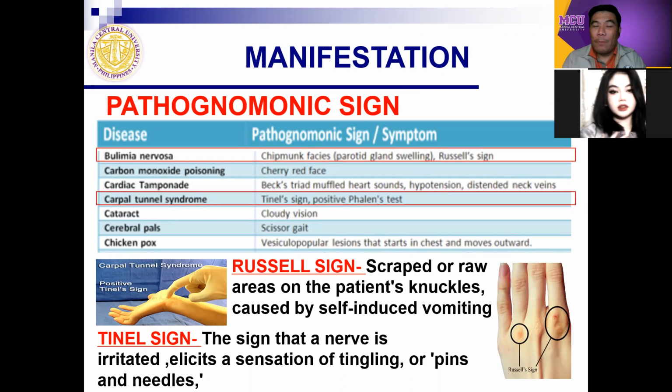For carbon monoxide poisoning, the pathognomonic sign is cherry red face. It manifests on the face. I think you are familiar with cherry, like the fruit on top of ice cream, the cherry red itself. That is what you will see in the facial features in carbon monoxide poisoning.